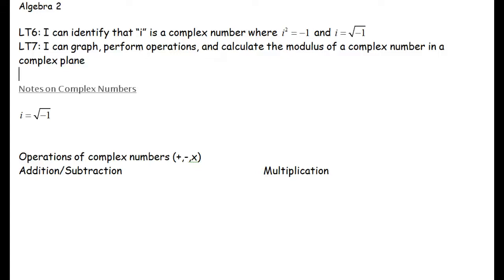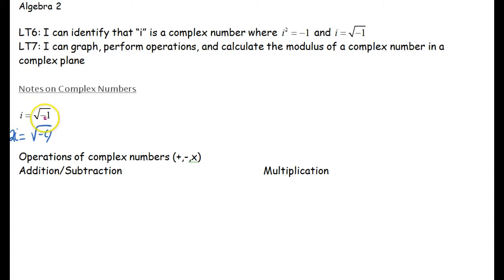All right, here we are in Learning Target 6 and 7. Previously in Learning Target 5, we were introduced to imaginary solutions to quadratics and how to represent an imaginary solution when a negative number appears underneath your square root. For example, the square root of negative 1 just becomes i, and the square root of negative 4 ends up being the square root of 4 is 2, and the square root of a negative number is i, so we would say 2i.